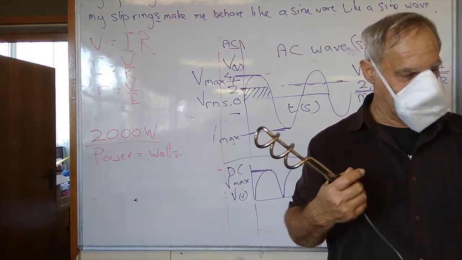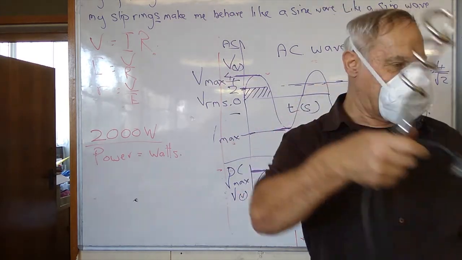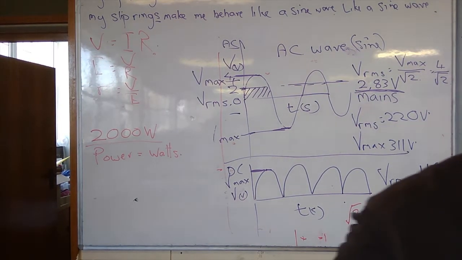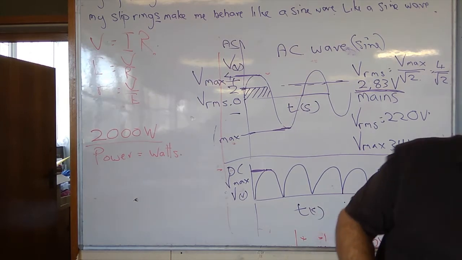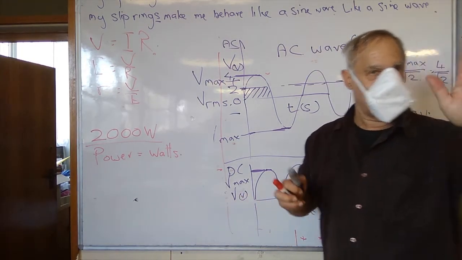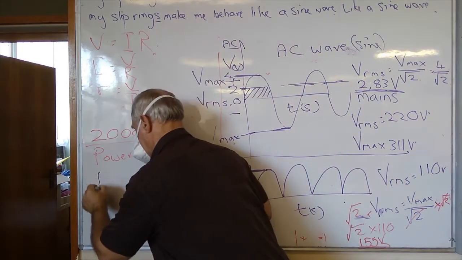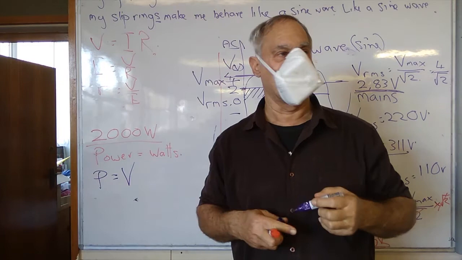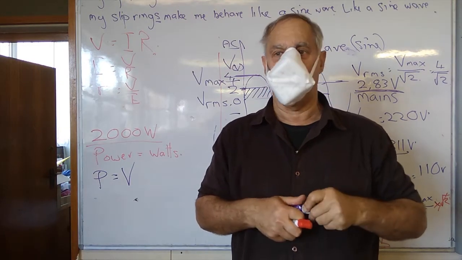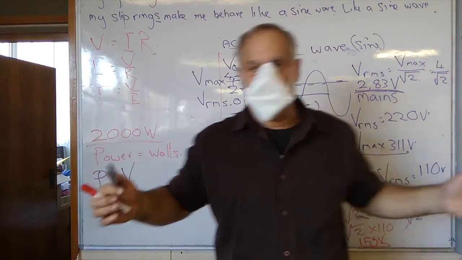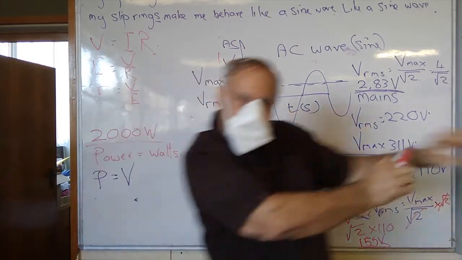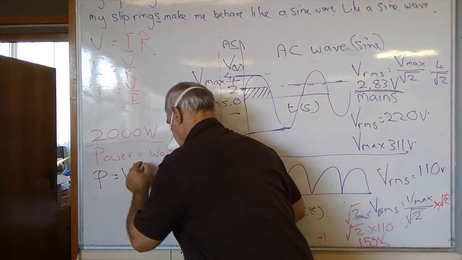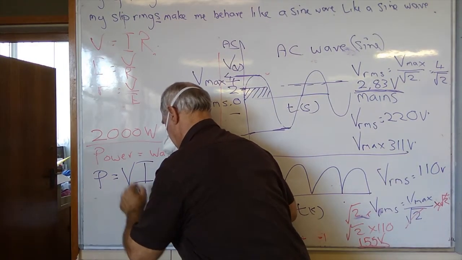Lovely. Okay, so what is power? Very simple. You're going to get this very quickly. Power equals volts. Do you think a big voltage will give you a big power? Yes, because voltage is what pushes the electrons. The more push, the more power. And then the other thing that you get is current. A big current, big power. So those are the two things. Power is volts times amps.